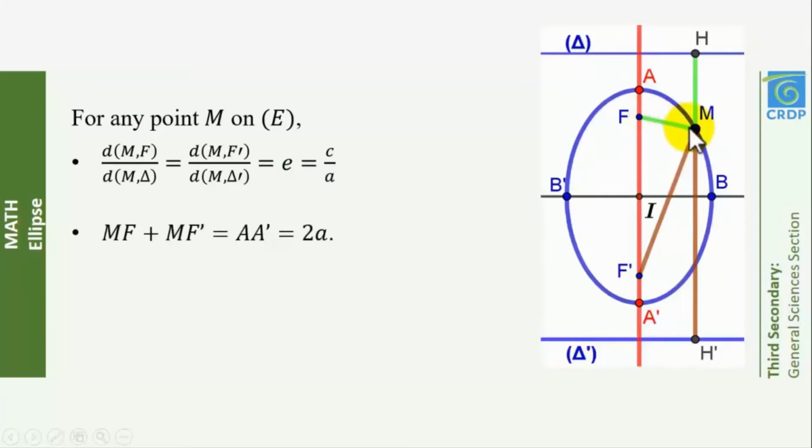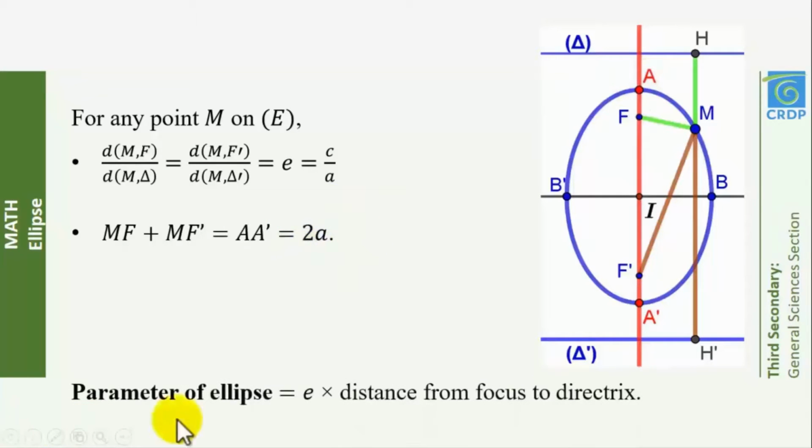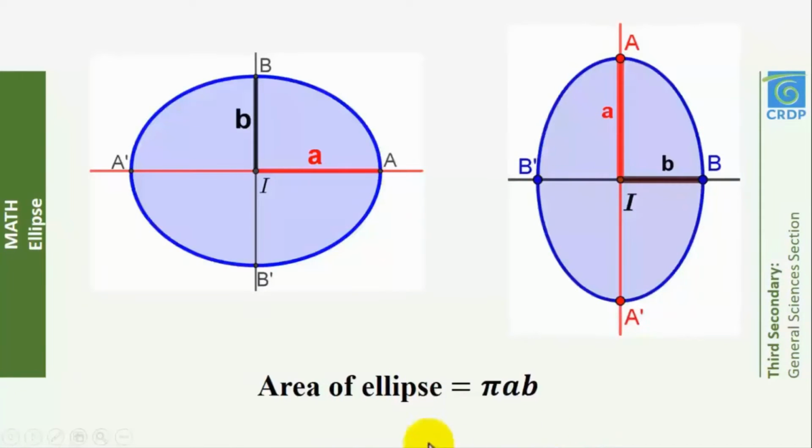MF plus MF prime equal AA prime equal 2 small a. Parameter of ellipse equal E times distance from focus to directrix. Area of ellipse equal pi times a times b.